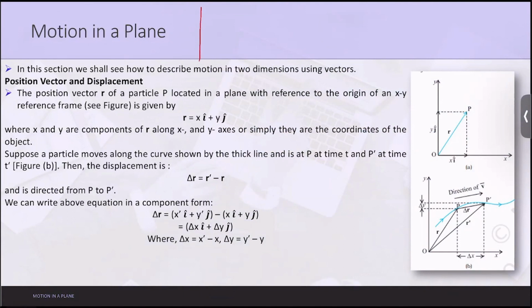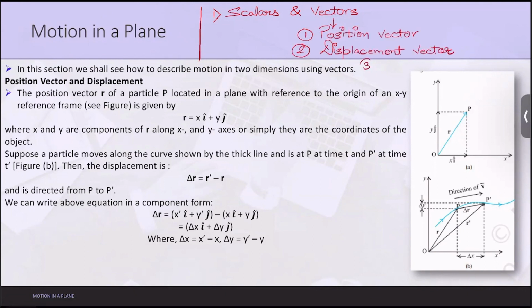First of all, what we studied was that there is something called scalars and vectors. A vector is something which has a direction also and a magnitude also. In vectors, we have understood different types of vectors. One was the position vector. The second was the displacement vector. The third was the zero vector, and the fourth was the unit vector.